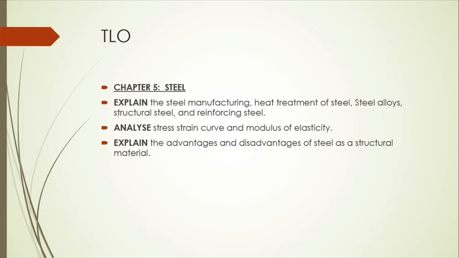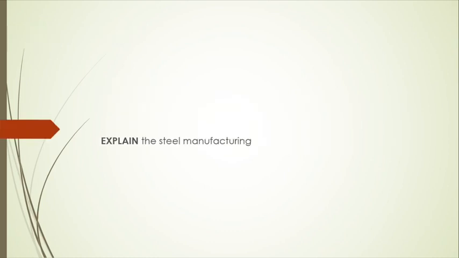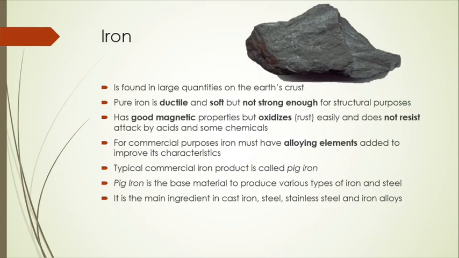So the first topic in the outcome we are going to cover is explain the steel manufacturing. So steel starts from iron ore, which is found in large quantities in the earth's crust. Basically, the iron ore is mined from the earth and needs to be refined to produce steel.